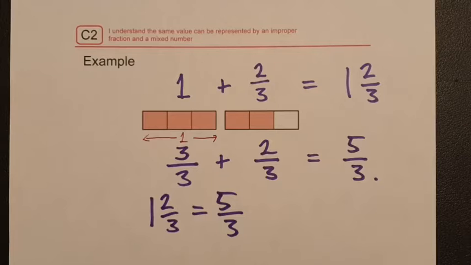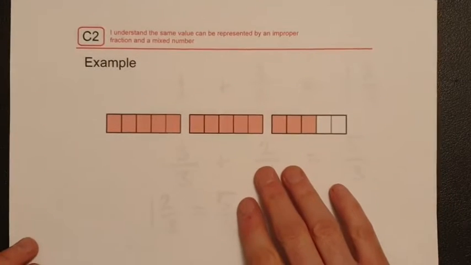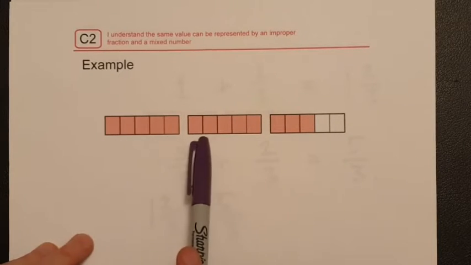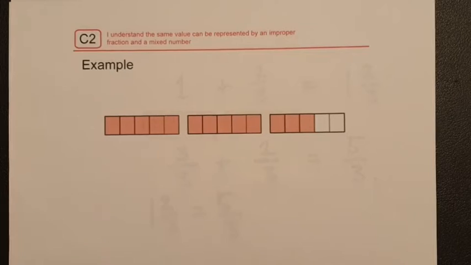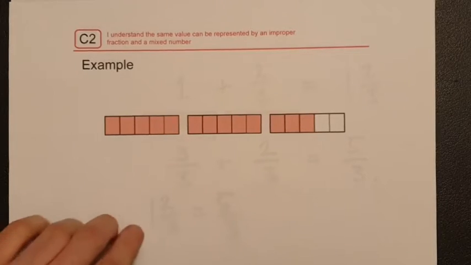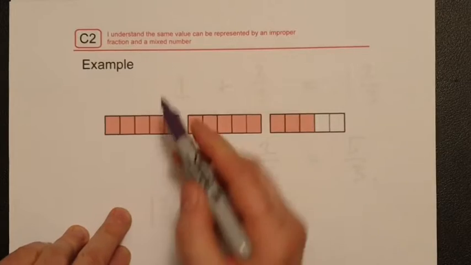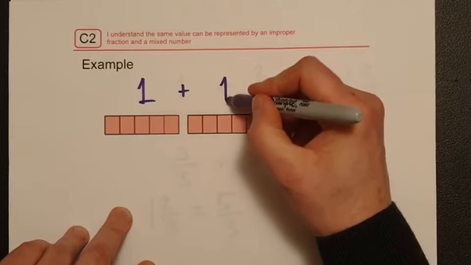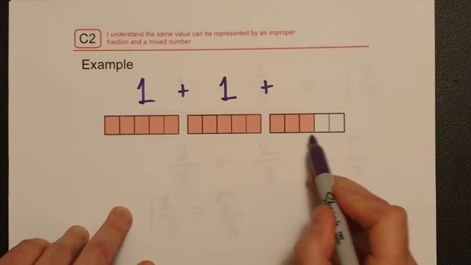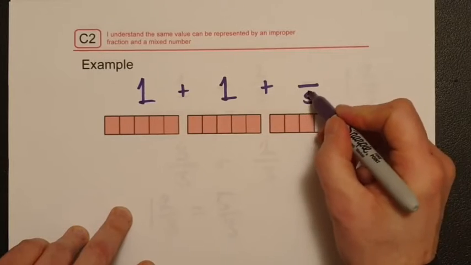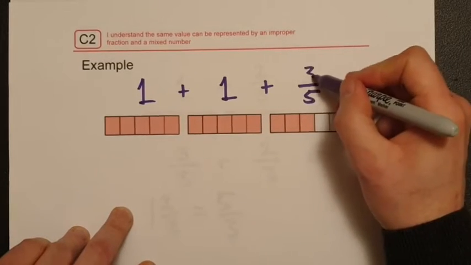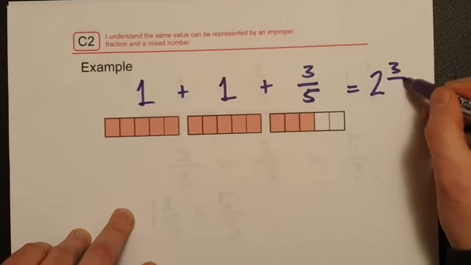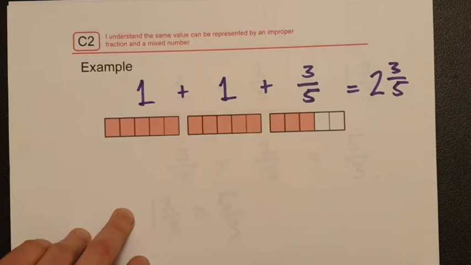Here's another example. So the first thing you should be thinking now is that these bars are cut into 5. So all your fractions will be fifths. The mixed number interpretation, this bar is worth 1. And this bar is worth 1. This bar is cut up into fifths, and 3 are shaded. 2 whole ones and 3/5 is the mixed number interpretation.